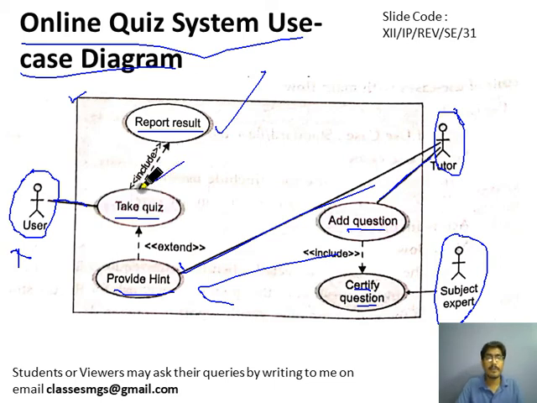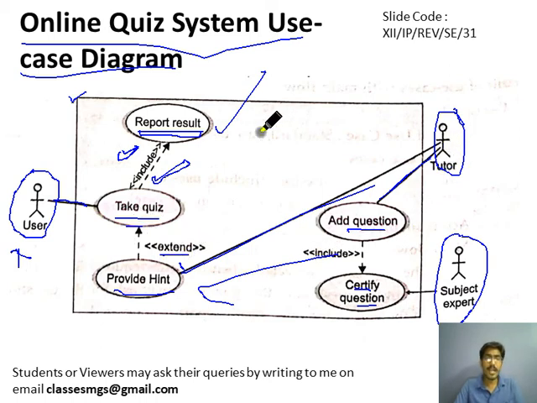Include relationship means the result of the students will be published only if he or she has taken the quiz. If you don't take the quiz, then the result cannot be published. So this is an include relationship, because after taking the quiz only can we report the result, otherwise we cannot. In the extend relationship, suppose take quiz and provide hint: a hint can be provided during the take quiz. It is not necessary that every time the software gives a hint to answer the question. It may give the hint, it may not. That's why this is shown through the extend relationship.